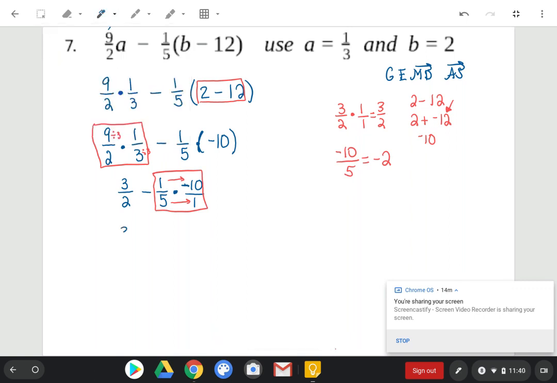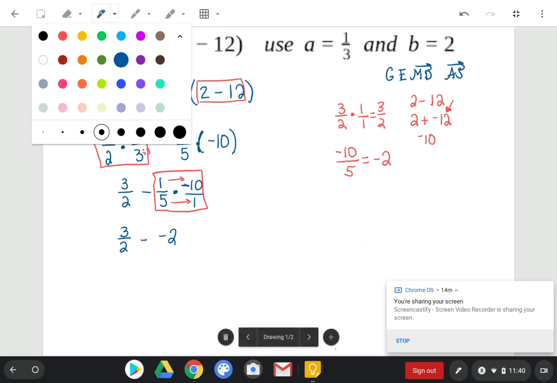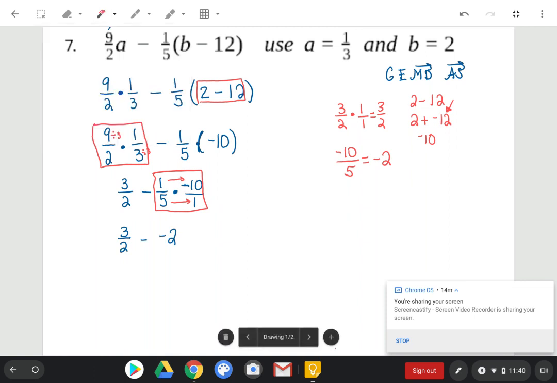So now we have 3 halves minus negative 2. Okay, so there's only one thing to do, and that is the subtraction. However, we have to remember our integer rules. When we are subtracting positive and negative numbers, remember we need to add the opposite or keep, change, change. So I'm going to keep the 3 halves as it is. I'm going to change the subtraction to addition and change the negative 2 to a positive 2.